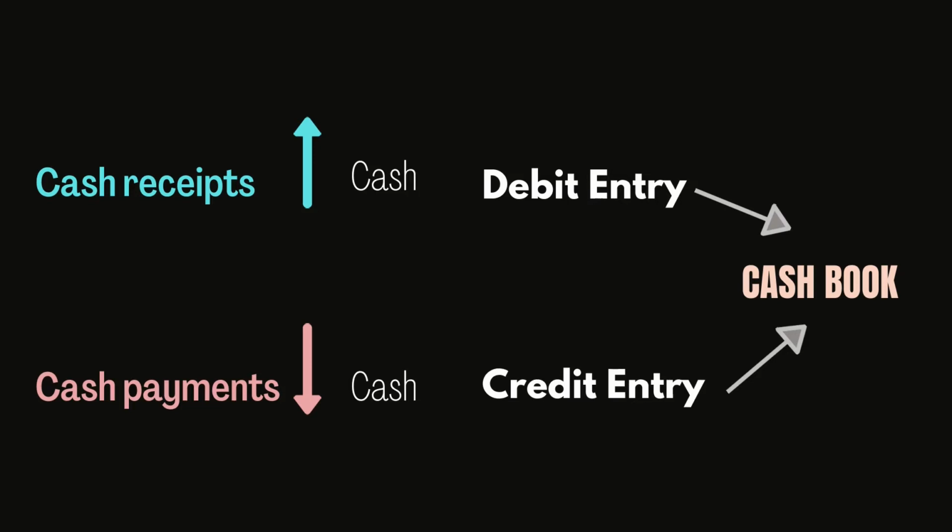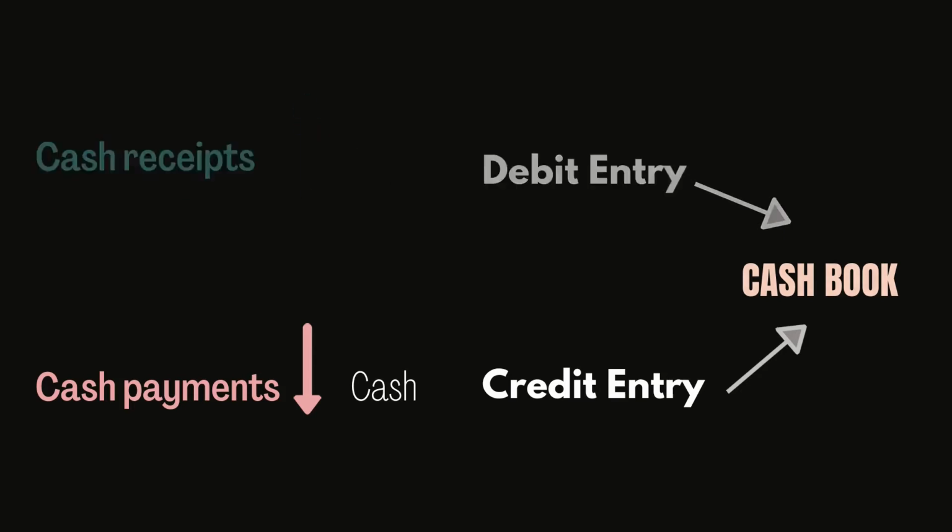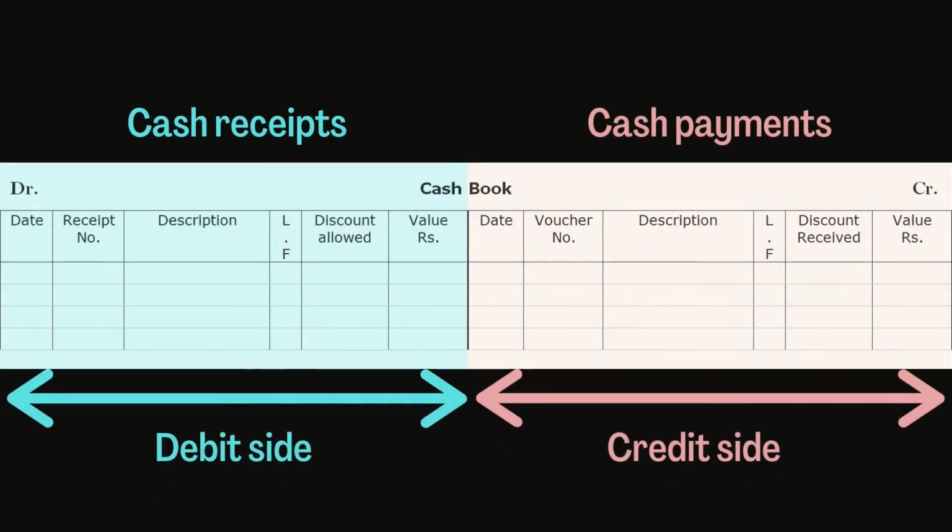On the other hand, cash payments lead to decreased cash. Decrease of assets is a credit entry. Therefore, we need to record cash payments in the credit side of the cash book. So, cash receipts are debited and cash payments are credited in the cash book.